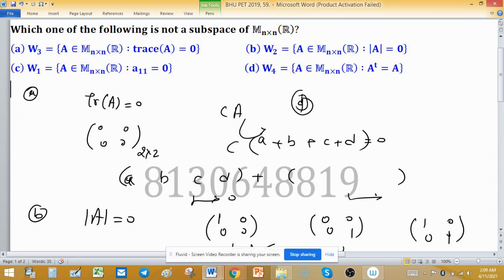In W4, having the property A transpose equals A means a real symmetric matrix. The sum of two real symmetric matrices is again symmetric. Multiplying by any real scalar, it is also a symmetric matrix, and the 0 matrix is again a symmetric matrix. So option D forms a subspace. So the correct choice is only option B, where W2 is not forming a subspace.